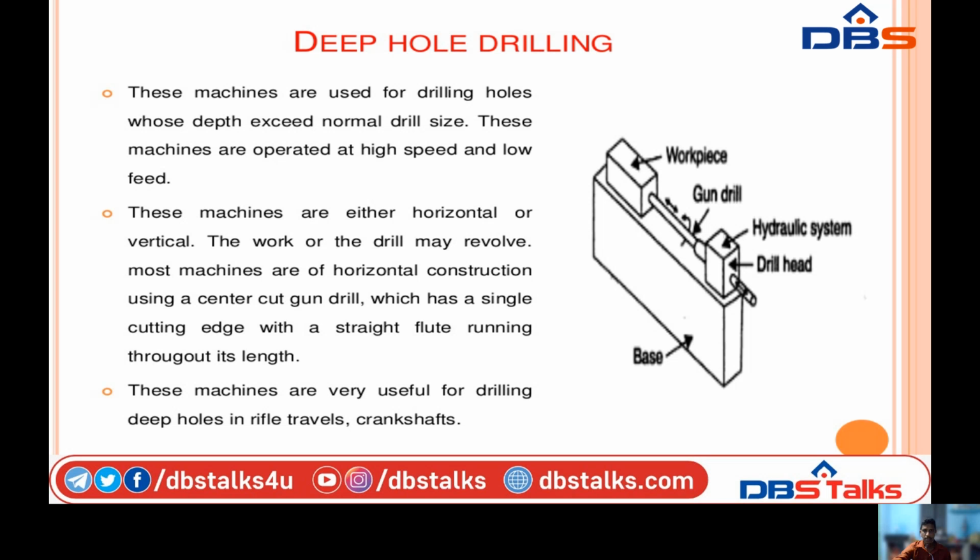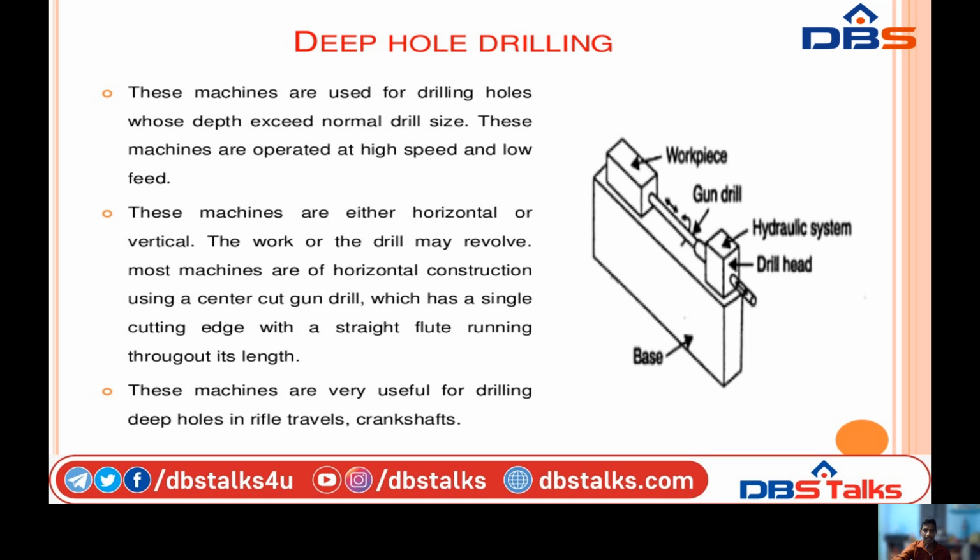Deep hole drilling machines. These machines are used for drilling holes whose depth of cut is very long, or exceeds the normal drilling size. These machines are operated at high speeds and low feed. Why are we calling them deep hole drilling machines? Because of the high depth, where the drilled holes exceed the depth of cut compared to normal drill size.